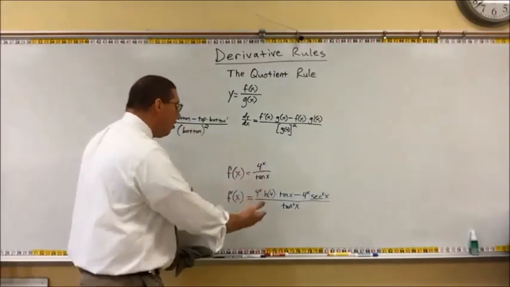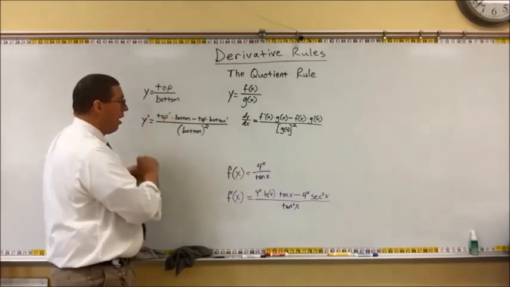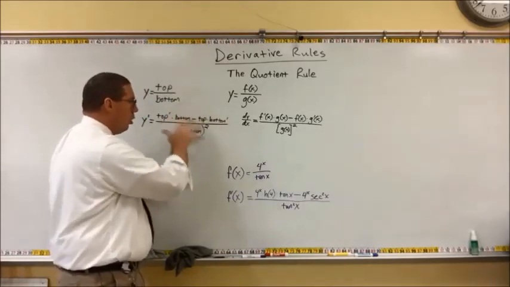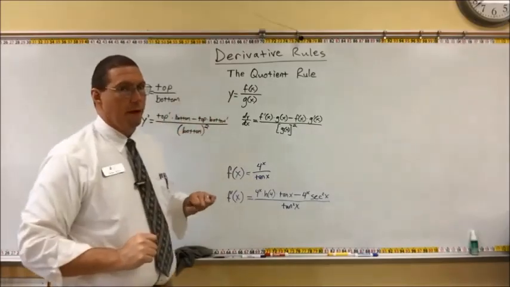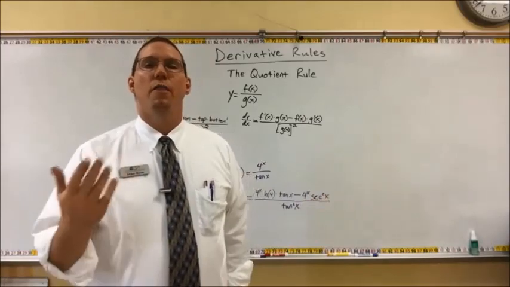You have to know that the derivative of a quotient is the derivative of the top times the bottom minus the top times the derivative of the bottom all over the bottom squared. Okay? That is the quotient rule. Now we're going to move on to the chain rule.